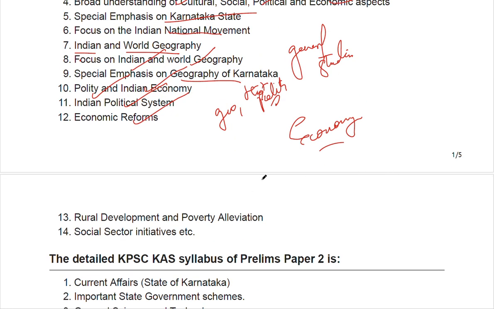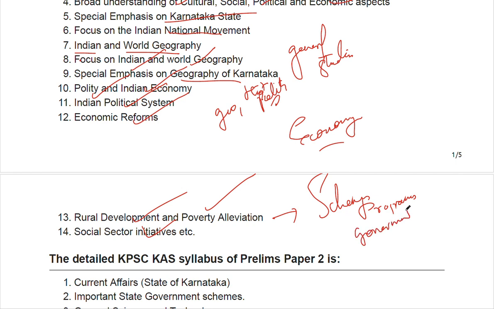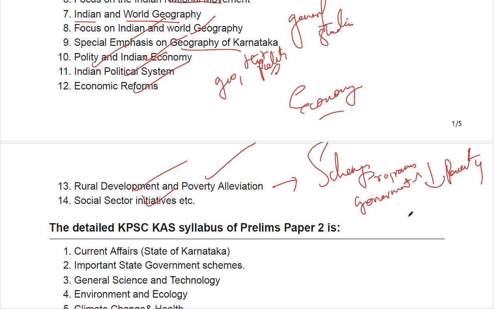Then rural development and poverty alleviation, social sector initiatives. So what is this? These are nothing but schemes, programs, rules, regulations that are made by the government to reduce poverty, okay, and to socially empower the backward classes. So, I hope you're understanding this paper 1 syllabus. More we will be understanding in the upcoming classes, okay.